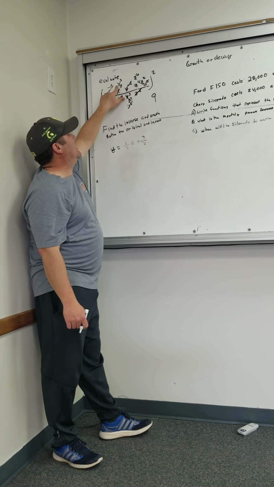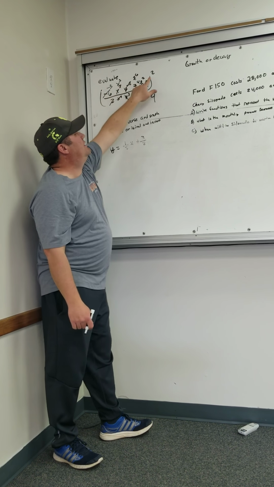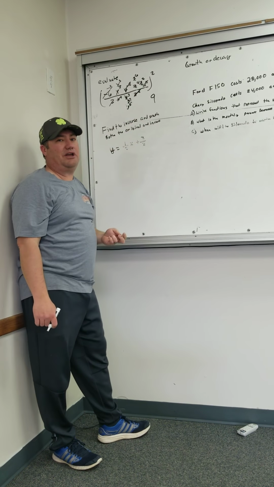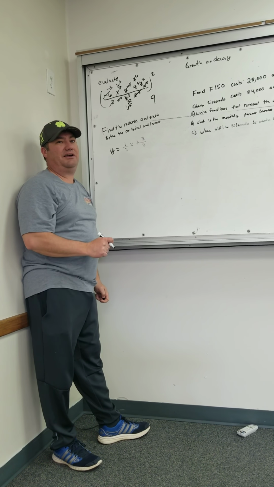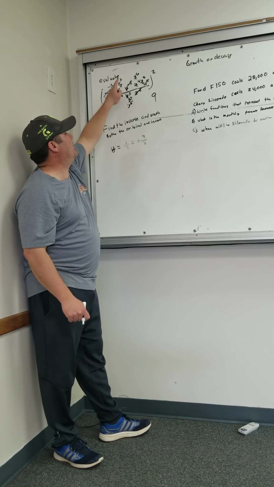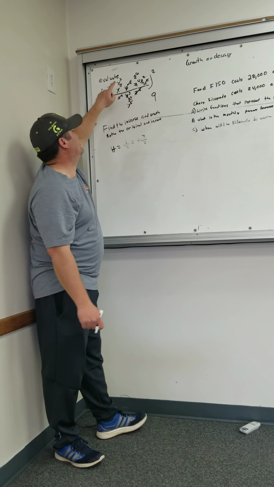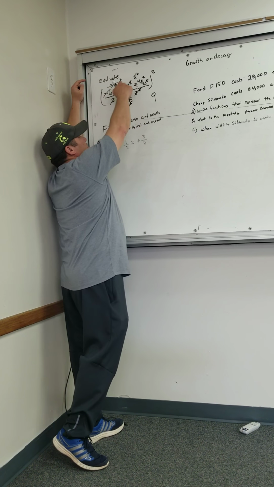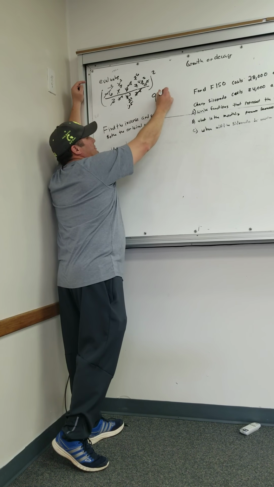Now I have x cubed raised to the second power. When you have a power raised to a power, you do multiply. So this is where I do multiply. If you have a power raised to a power, you multiply. So it's going to be x cubed times 2, which is x to the 6.